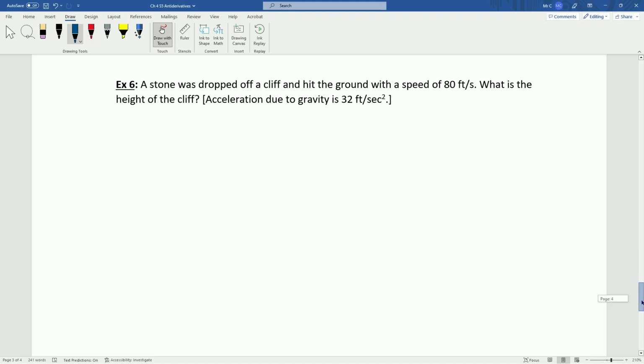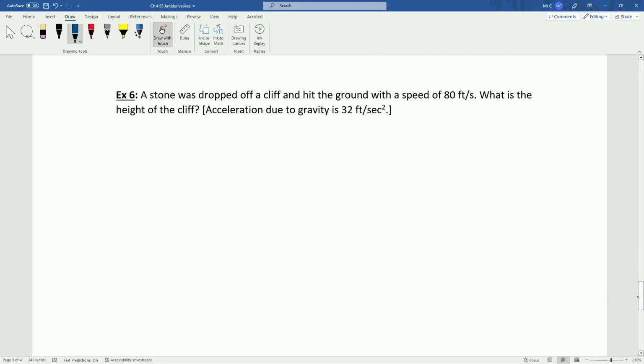All right, now we've got a couple examples here. So example 6, a stone was dropped off a cliff and hit the ground with a speed of 80 feet per second. What is the height of the cliff?